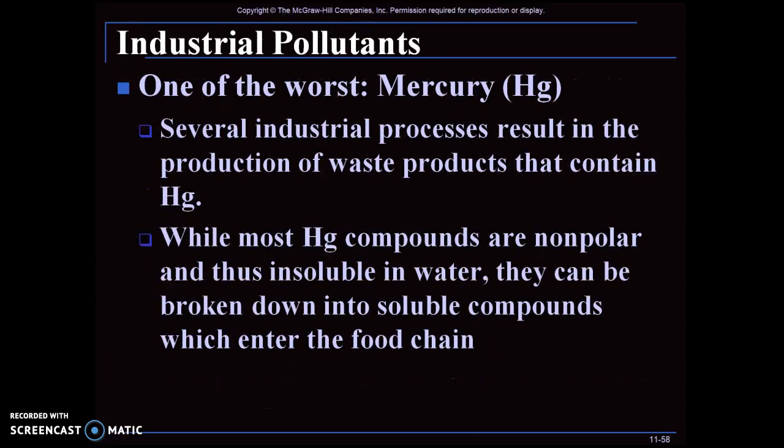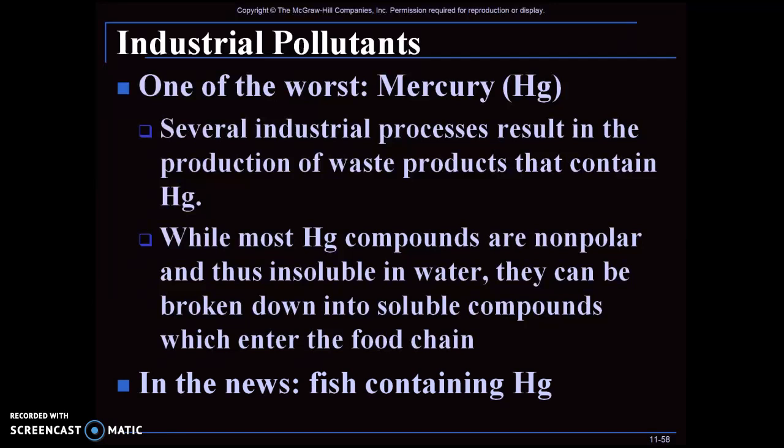One of the worst pollutants we get from industries is mercury. Several industrial processes result in the production of waste products that contain mercury, whose chemical symbol is Hg. While most mercury compounds are nonpolar, thus insoluble in water, they can be broken down into soluble compounds which could enter the food chain. In the news, fish containing mercury.